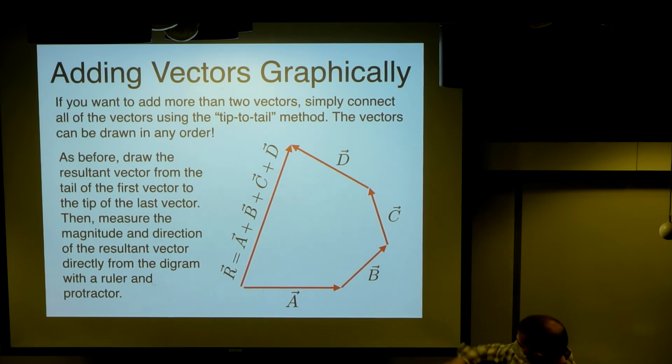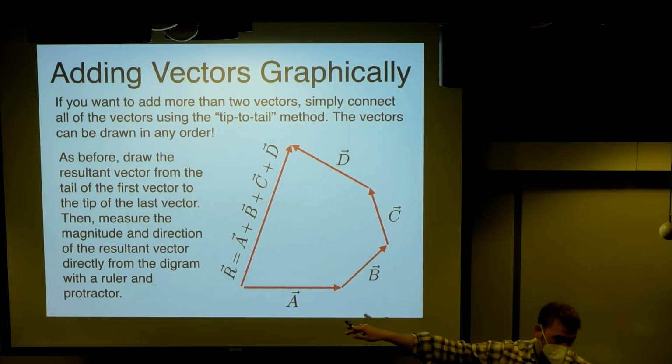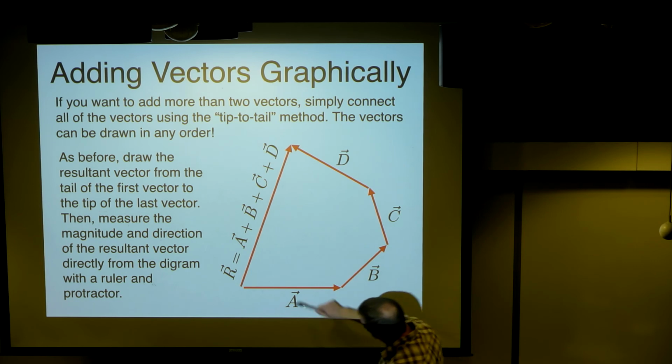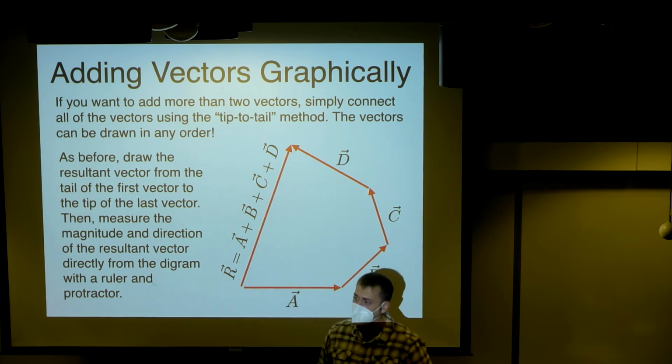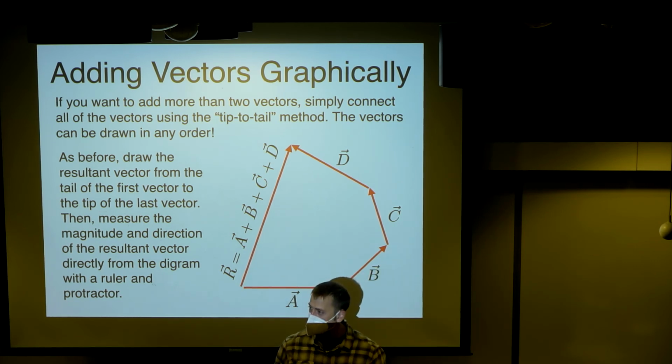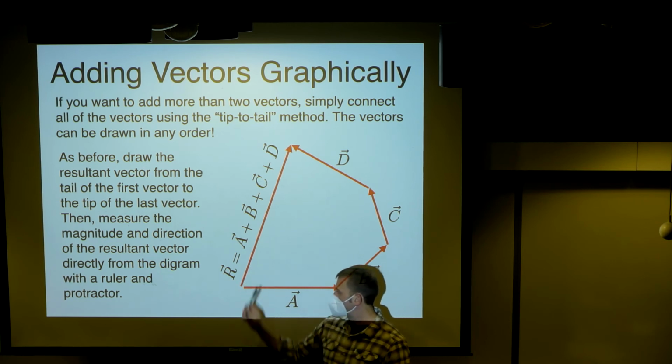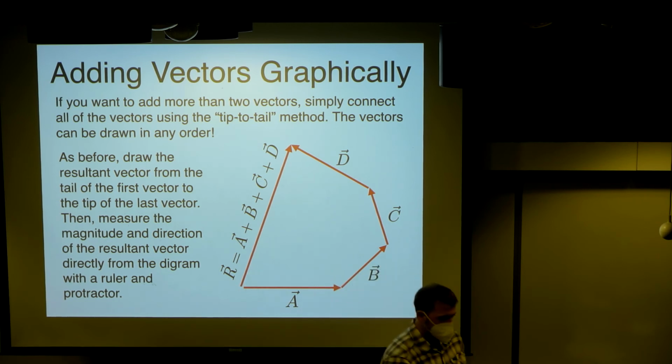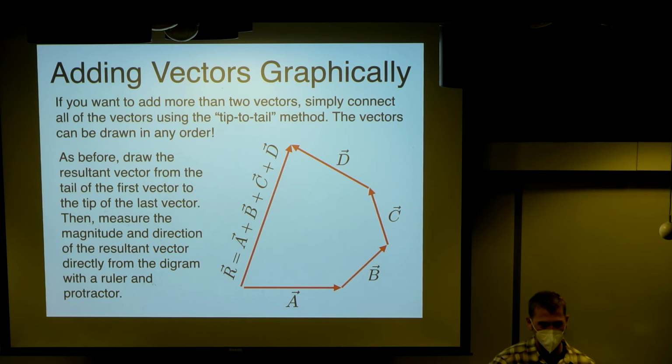So now that we have the drawing, the rest is the same as before. I can measure directly what the magnitude is just by how long the vector is, and I can measure the direction by taking an angle. Again, I'd probably use a protractor for that. Okay? So, are we good on how this works for 2 vectors or any number of vectors? Just as far as how we construct this picture?